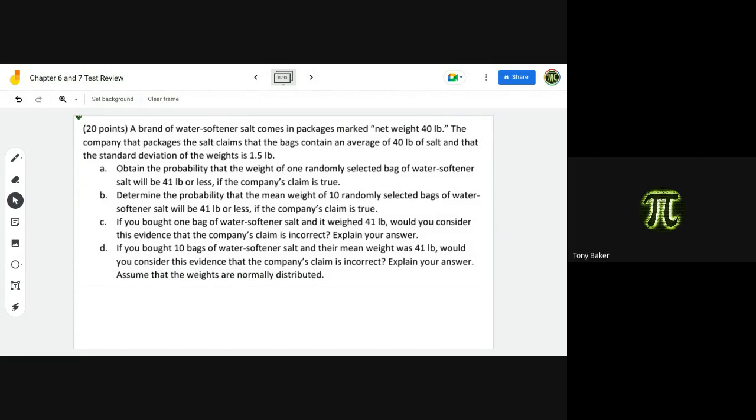Water softener salt comes in packages marked a net weight of 40 pounds. The company claims that the bag contains an average of 40 pounds and the standard deviation of the weights is 1.5 pounds. Obtain the probability that the weight of one randomly selected bag of salt will be 41 pounds or less.